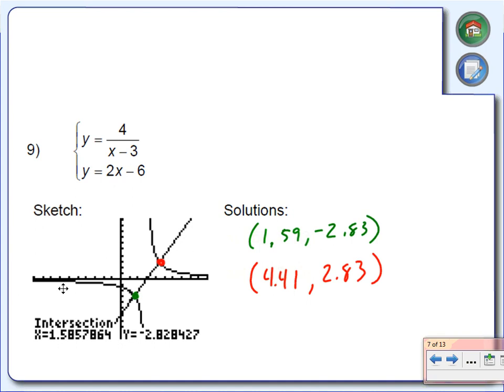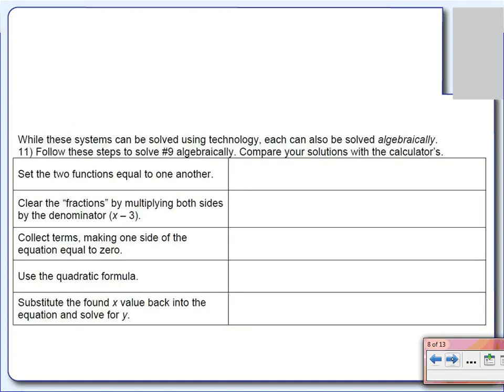Not too bad. Now, there are some drawbacks to using the calculator. One of them is, what if you don't have a calculator at home? What if I give you homework? Then how are you going to do it? Well, luckily we have a backup plan here. If we don't have a calculator, we can always do things algebraically, like back in the old days when they didn't have all these fancy calculators.